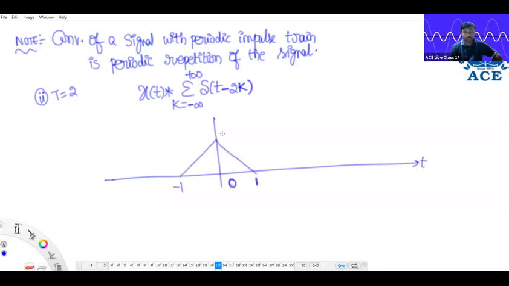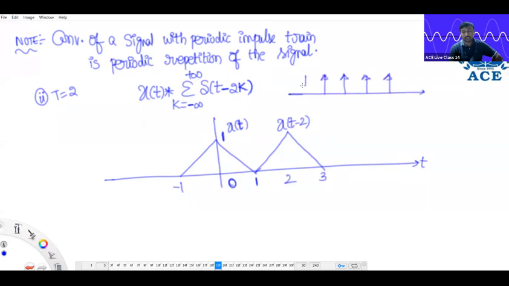Without any gap, triangle repetition occurs or not? X(t) convolved with delta(t) means the same thing. X(t) convolved with delta of t minus 2 means shifted, because now the impulse functions are separated by what gap? 2 units gap. Still repetition of triangles is there, without any gap.